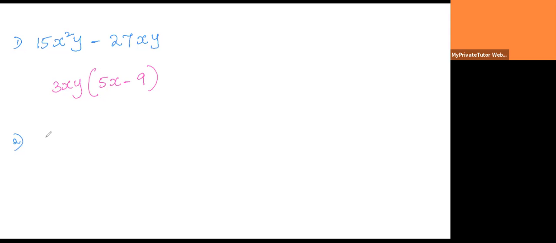So let's say, 14x square y minus 35xy square, guys. So how do you simplify? How do you factorize this one? So first, you need to find the common term here. I mean, the highest common term here.